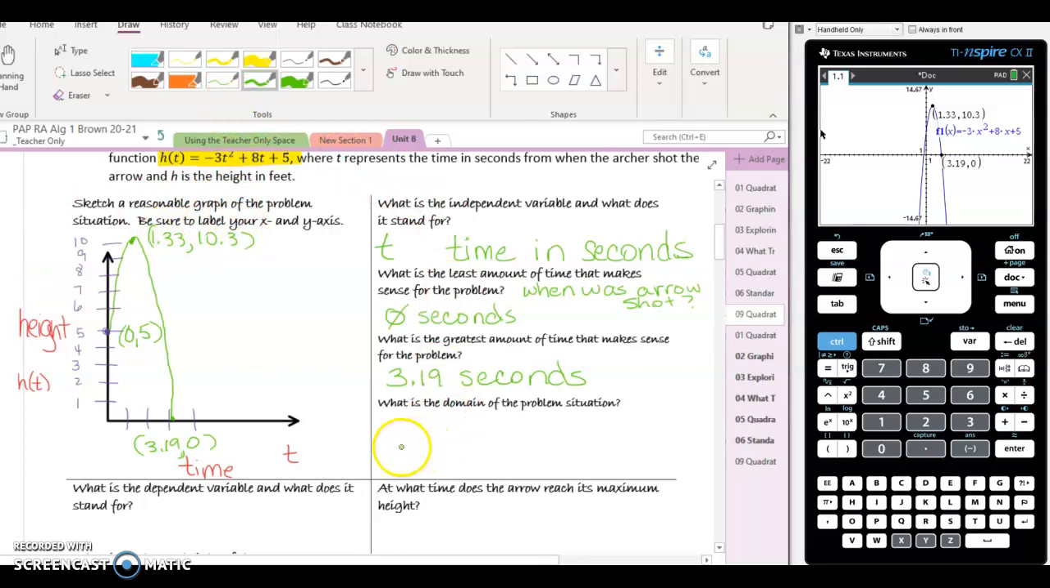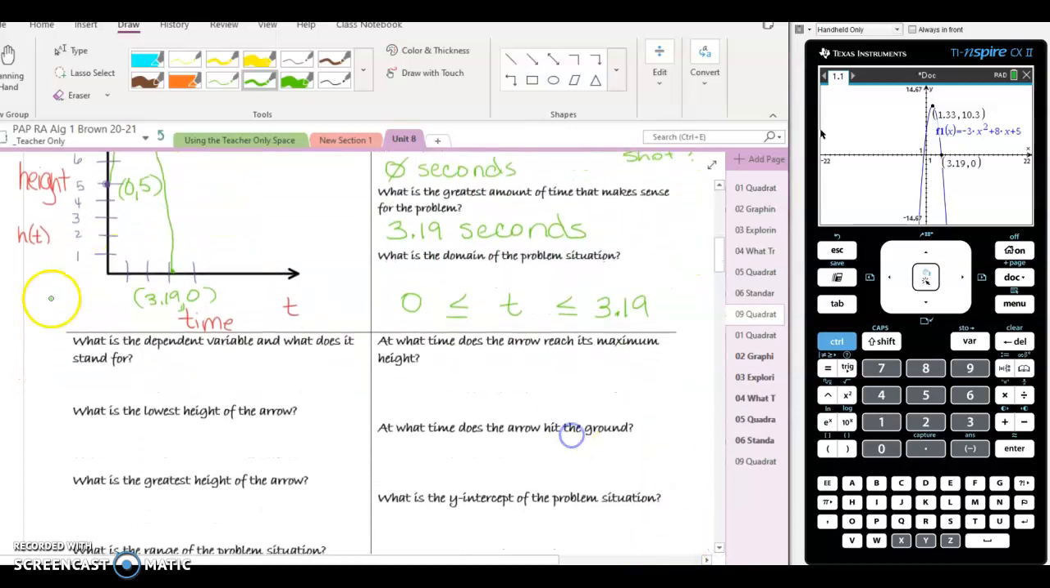And so we know that the smallest amount of time was 0. The biggest is 3.19. And we know that t is going to be here in the middle. So it's going to include 0 all the way up to 3.19 seconds. That is your domain. The least amount is 0 seconds. The biggest amount is 3.19. When it hits the ground, time stops. We're done.